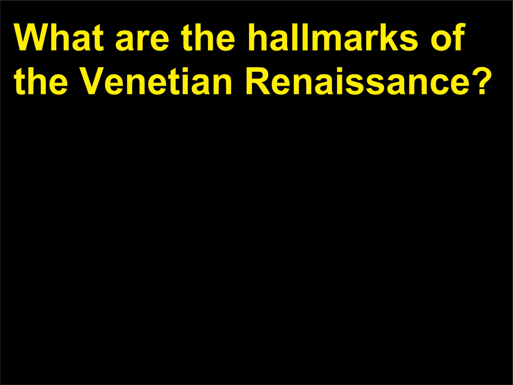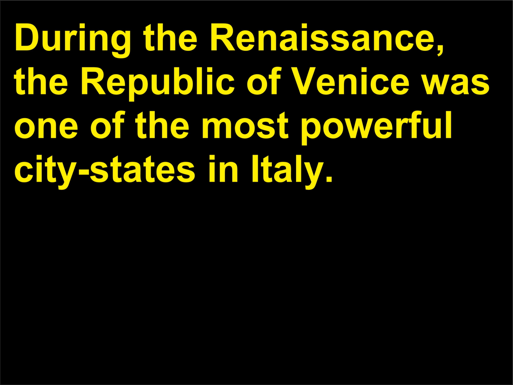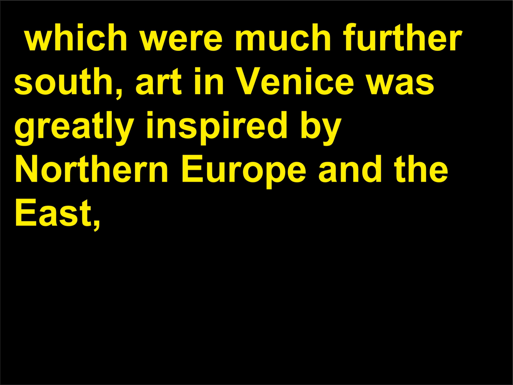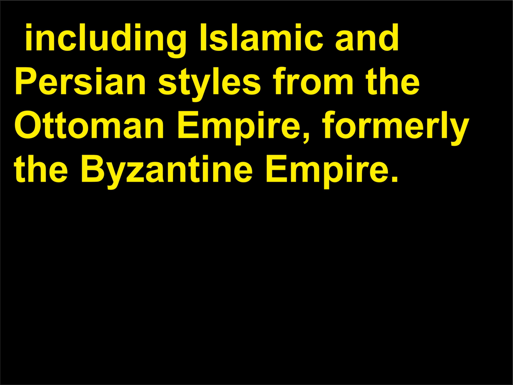What are the hallmarks of the Venetian Renaissance? During the Renaissance, the Republic of Venice was one of the most powerful city-states in Italy. Geographically and culturally removed from cities such as Rome and Florence, which were much further south, art in Venice was greatly inspired by Northern Europe and the East, including Islamic and Persian styles from the Ottoman Empire, formerly the Byzantine Empire.